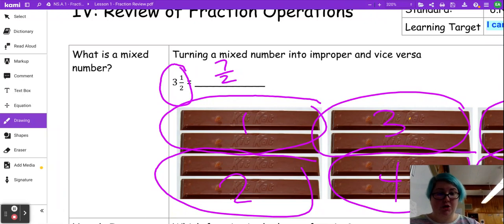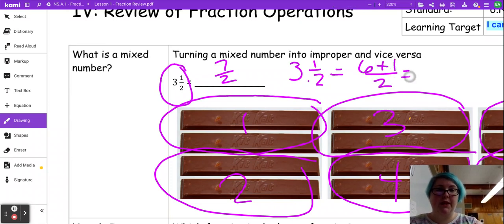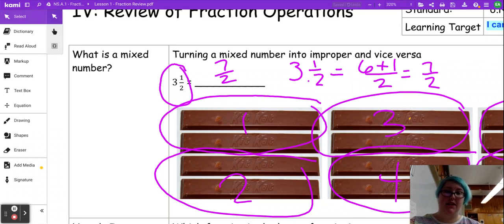We can also show that by knowing that with 3 and 1/2, we multiply the 3 and the 2. That gives us 6. And then we have 1 left over. So that would be 7 over 2. So the picture, the model, describes exactly what's happening in the algorithm, the math that you're used to seeing.